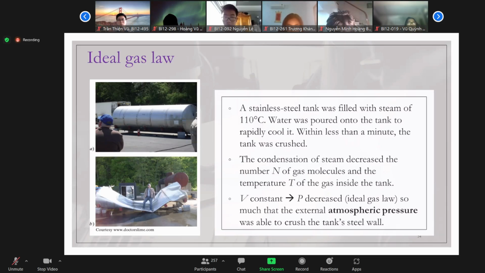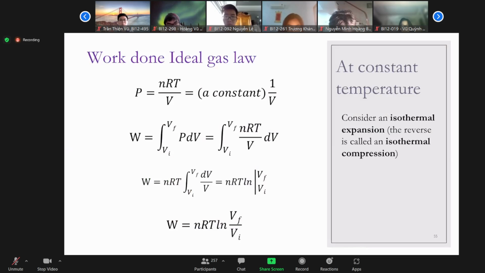So this is one typical example where we can use the ideal gas law to explain phenomena that we see in real life. Now, what is the work done by an ideal gas?